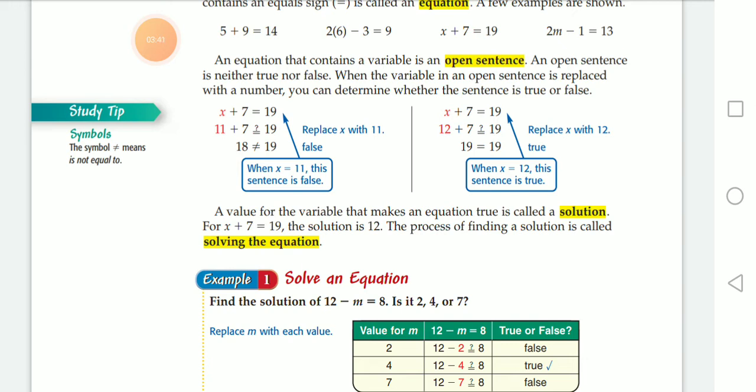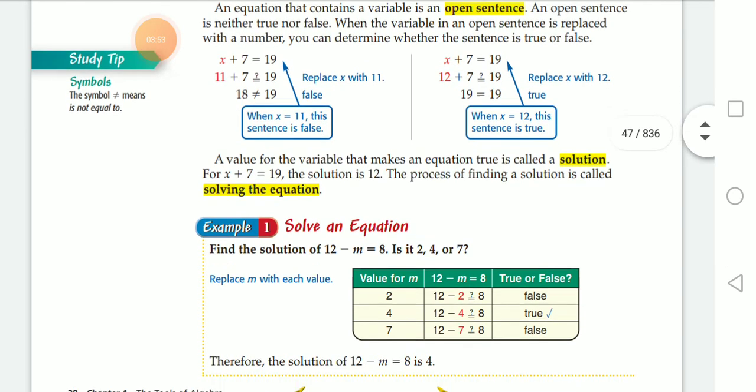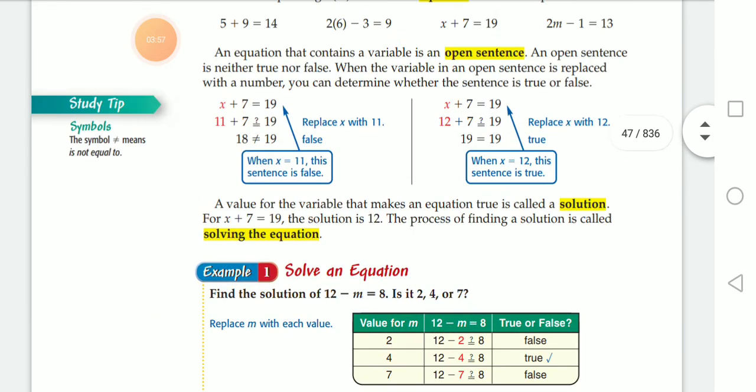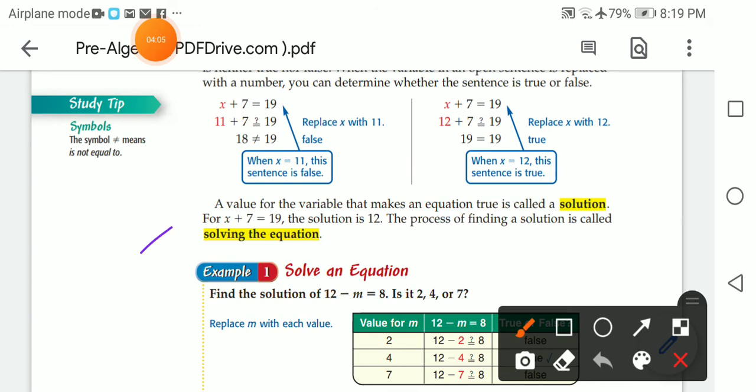A solution for x plus 7 equals 19, the solution is 12. The process of finding a solution is called solving the equation. So we have here open sentence, solution, solving the equation. Okay. And as you see here in the study tip, the symbol for doesn't equal means it's not equal to. This is very easy, it's not equal to.